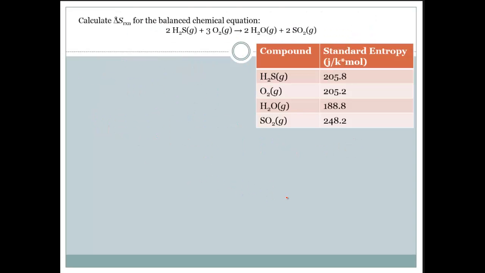Let's do another one. So it's the products minus the reactants. So 2 H2O, which is 188.8, plus 2 SO2, which is 248.2. Multiply that out and add it together, and that comes out to be 874.